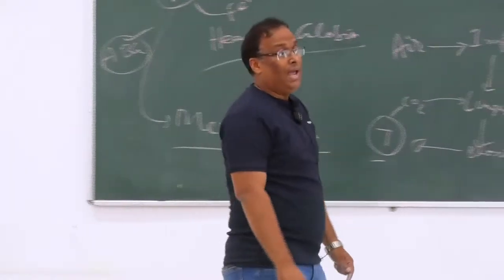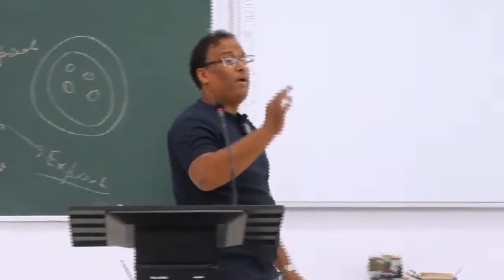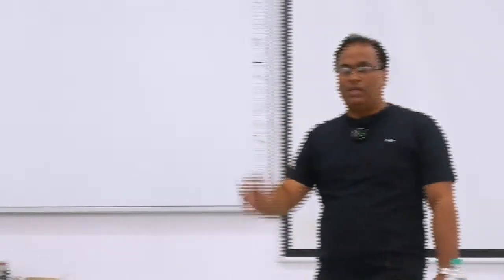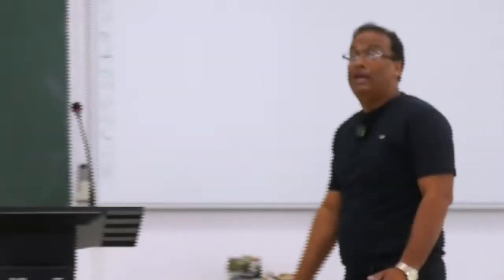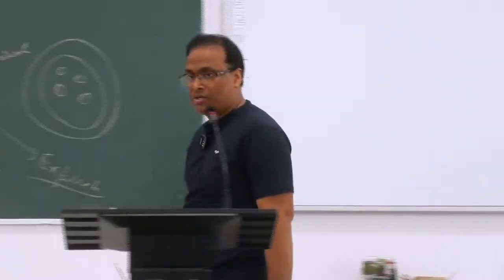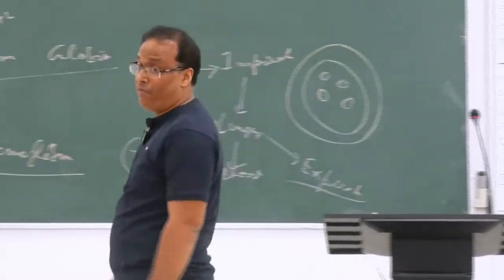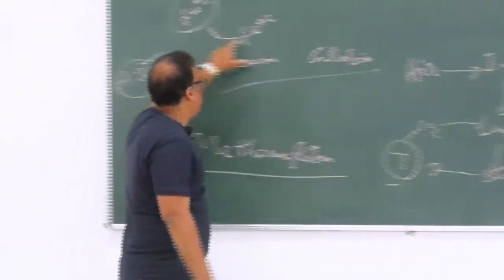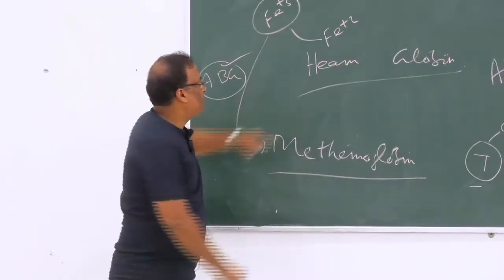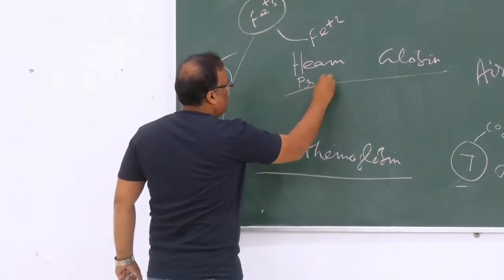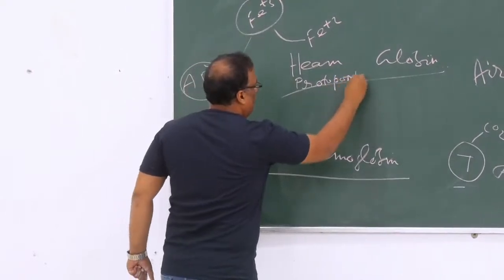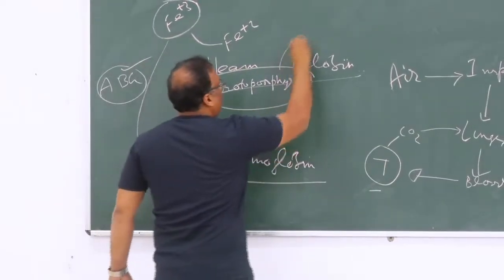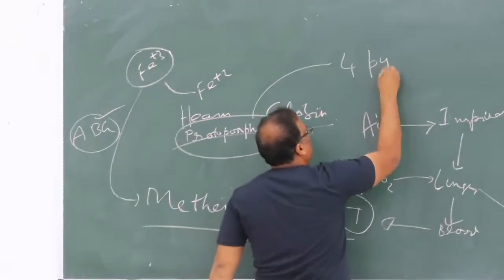So hemoglobin acts as a buffer. So if hemoglobin functions are asked, two functions must be there. One is to carry or transport the gases like oxygen and carbon dioxide, and also it acts as a buffer. How it acts, if time permits, I will discuss. So, Fe plus 2 is present in the heme, as well as in the protoporphyrin. Now, protoporphyrin is having 4 pyrroles.